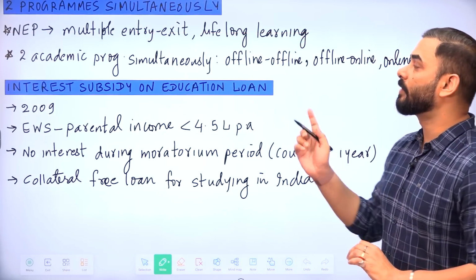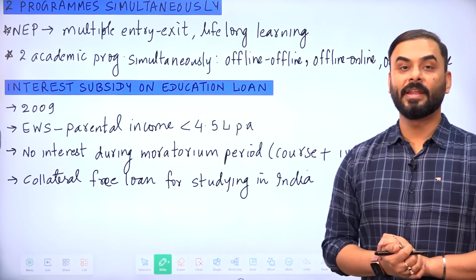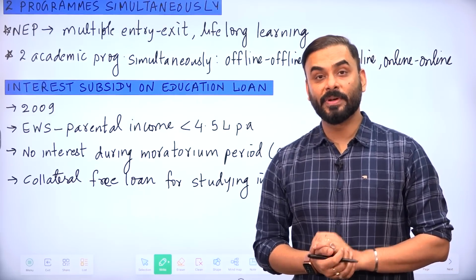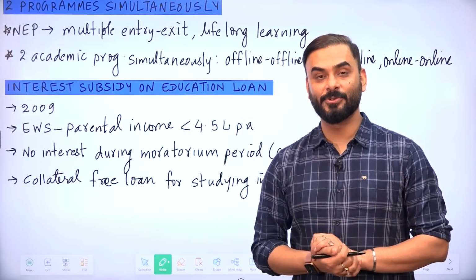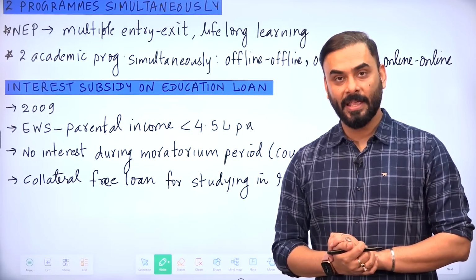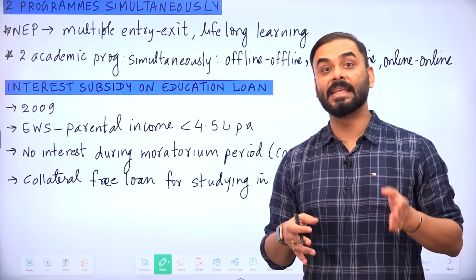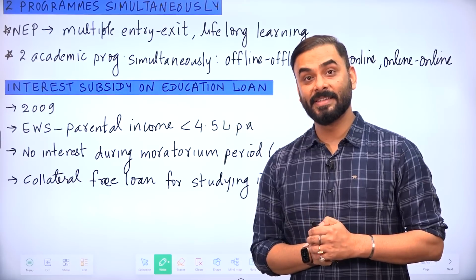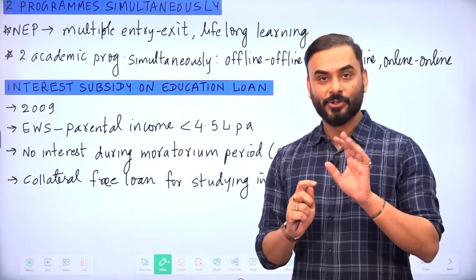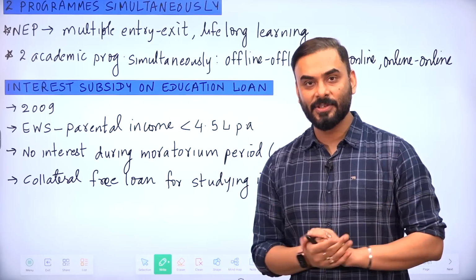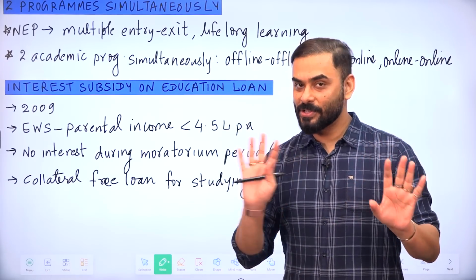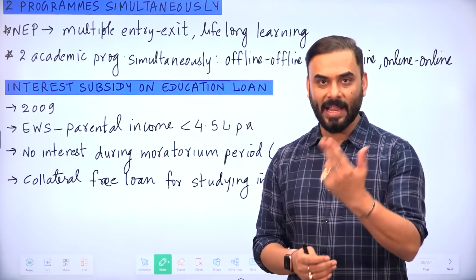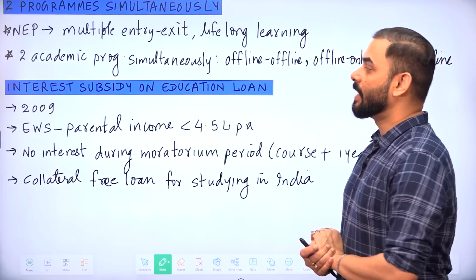Now there are two interesting things in higher education. The first is 2 programs simultaneously. Under the National Education Policy 2020, the Government of India has allowed students to pursue 2 programs at the higher education level simultaneously. For example, if you are pursuing your graduation in history, simultaneously you can also pursue your studies in economics if you want. And how can you pursue 2 simultaneous courses? Either both courses online, both courses offline, or one online, one offline. So 2 academic degrees can be pursued simultaneously.